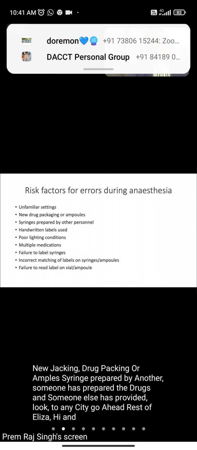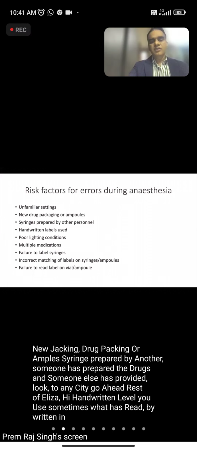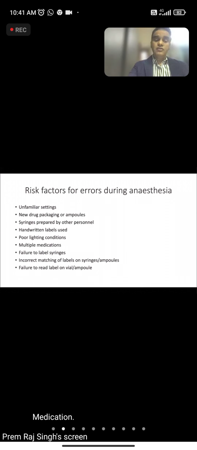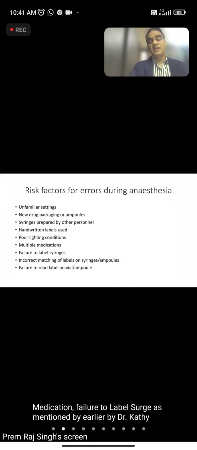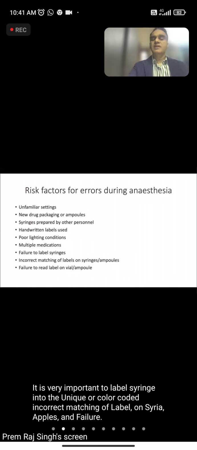Handwritten label use: sometimes what has been written by hand is not readable by the person. Poor lighting conditions, multiple medications, failure to label syringes. As mentioned earlier by Dr. Karthik, it is very important to label syringes individually or color coded. Incorrect matching of label on syringe and ampoules, and failure to read the label on vials and ampoules.